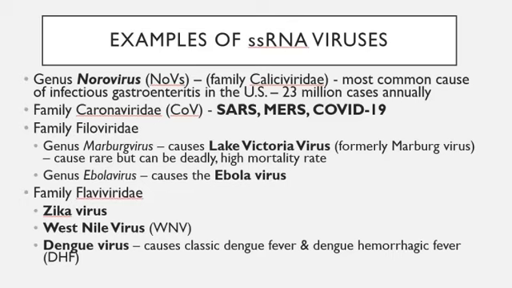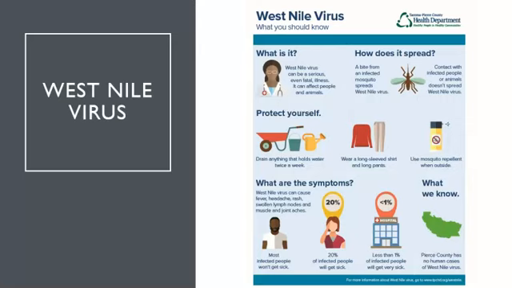The family of Flaviviridae is next. It encompasses the Zika virus, and the mosquito is the vector for Zika virus. Also, West Nile virus, which the mosquito is also the vector, and the dengue virus, which causes dengue fever and dengue hemorrhagic fever. Here's a little bit more about West Nile virus.